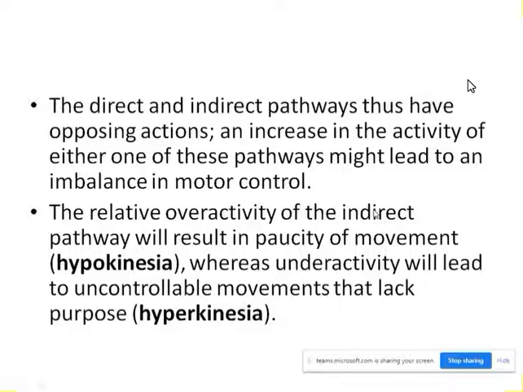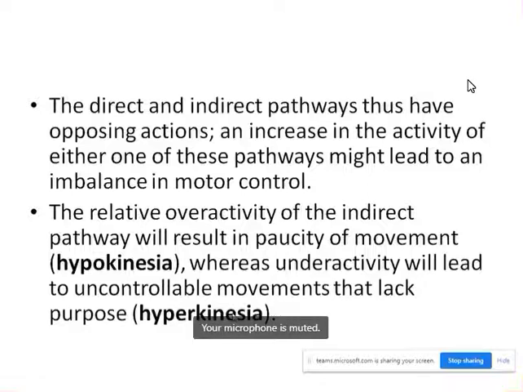Kinesia means movement, hypo means low. So low, or the scarcity of movement, the movement of hand, leg, body, will be less. If there is underactivity of this indirect pathway, then uncontrolled movement will occur, and that is known as hyperkinesia. I will also discuss different diseases, like chorea and hemiballismus, in the next class.